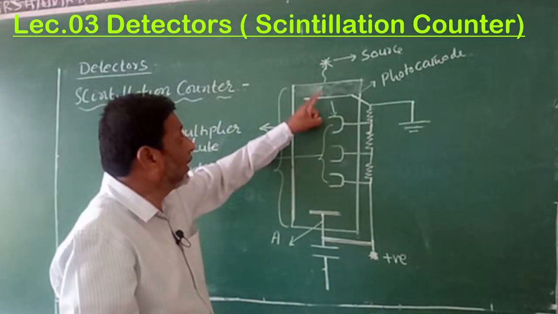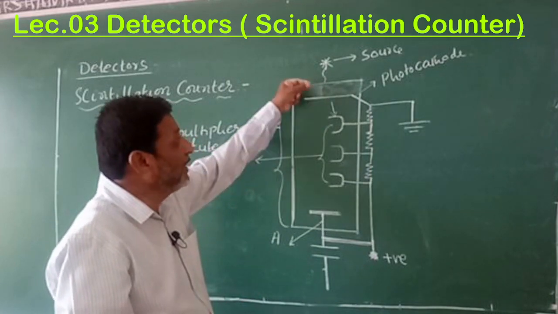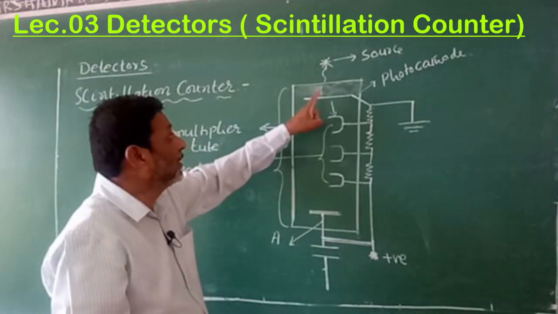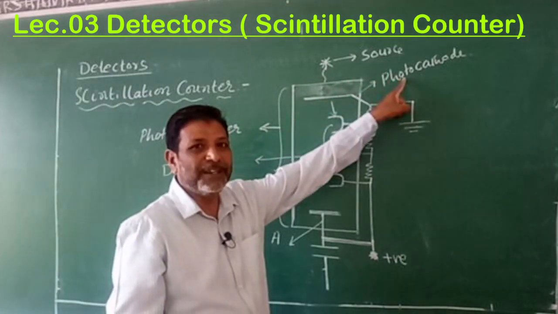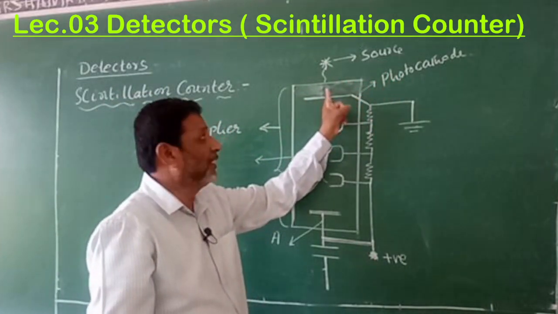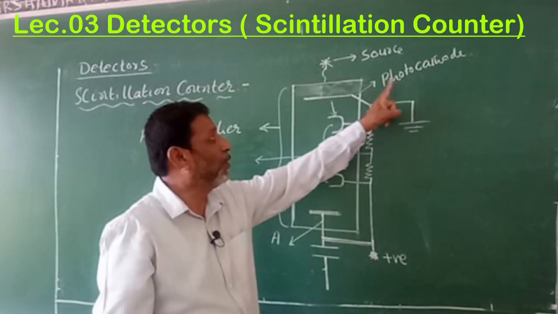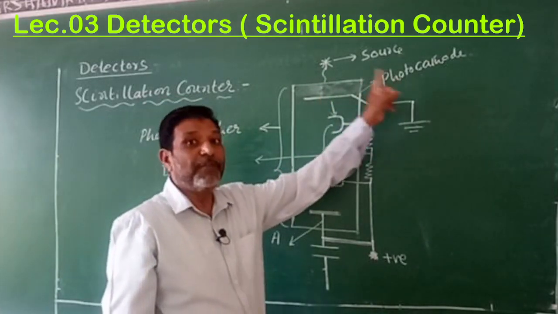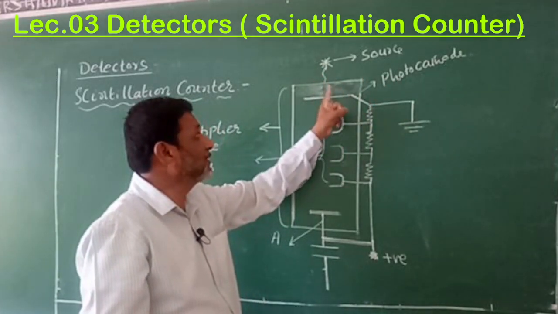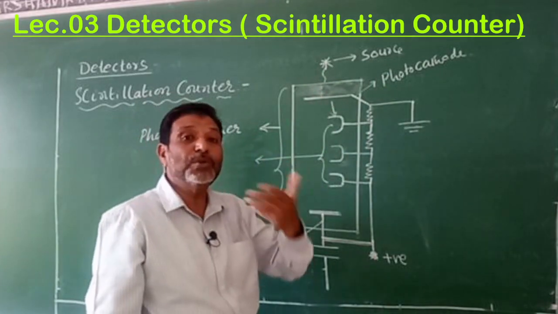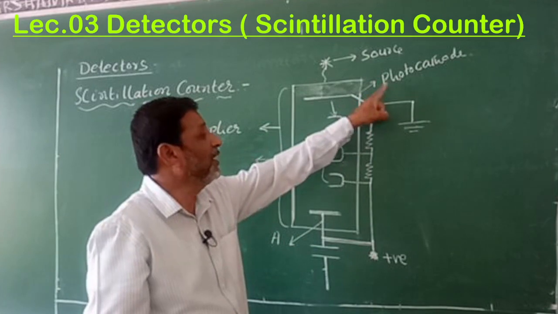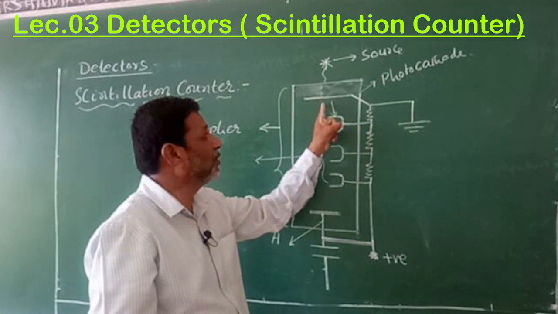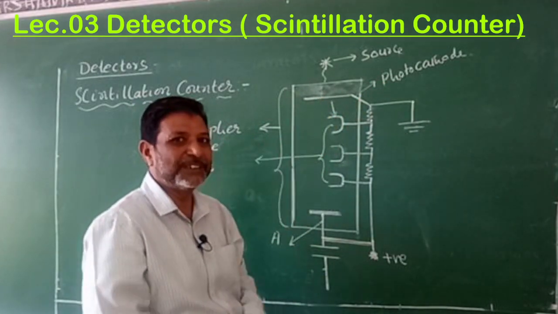Now, whatever light is emitted during the de-excitation of the atoms, that light strikes this photocathode, isn't it? When the light energy strikes the photocathode, due to the photoelectric effect, what will happen? It emits an electron due to the photoelectric effect, isn't it?